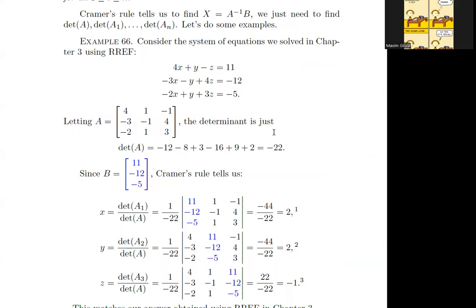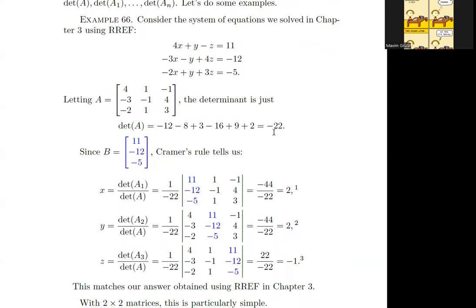So here's an example. We considered the following system of equations in chapter 3, which we solved using row echelon form or reduced row echelon form. So if we set up our matrix, we compute it using rule of Sarrus. The determinant is minus 22. b is 11, minus 12, minus 5 in this case. Cramer's rule tells us x is determinant of A1 divided by determinant of A. Here's the determinant A. And here's determinant of A1. So we replaced the first column, 4, minus 3, minus 2, with b. And we left everything else the same.